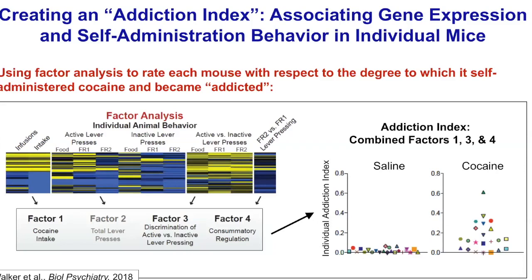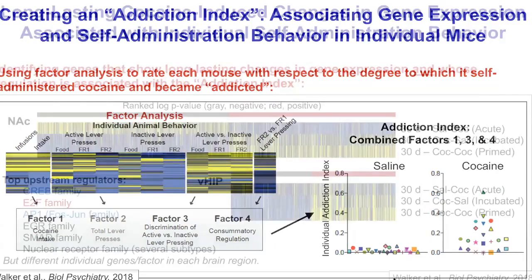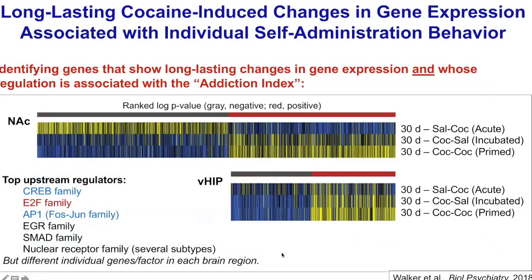And then we asked the question, how do the individual differences in addiction-like behavior compare with transcriptional mapping? So in these heat maps, I'm now going back to showing you genes whose up or down regulation is either positively correlated with the addiction index, in red, or negatively correlated with the addiction index, in gray, under these acute, incubated, and primed cocaine conditions that I described earlier.